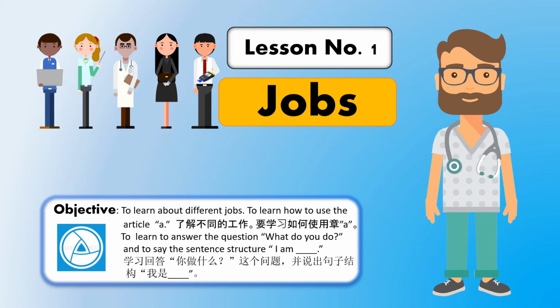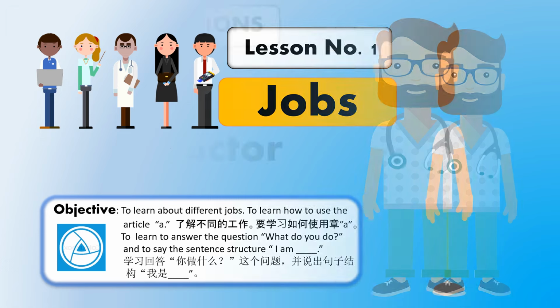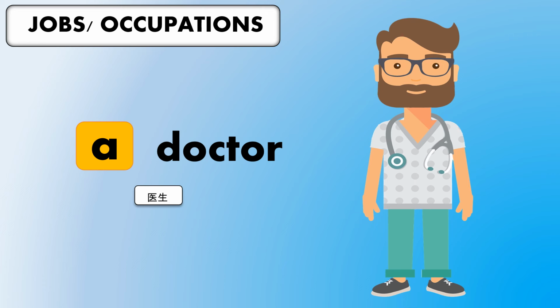So, let's learn first the vocabulary. Repeat after me. Jobs. Jobs. It also means occupations. Occupations. One more time. Let's say it faster now. Jobs. Occupations. Jobs, occupations.